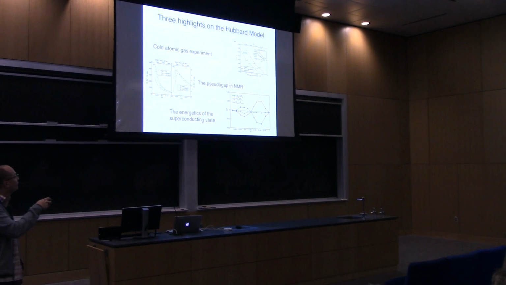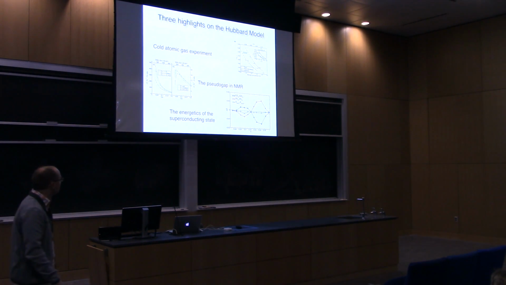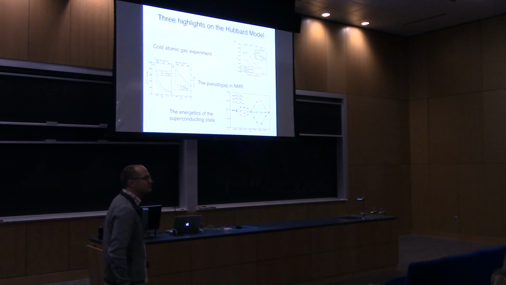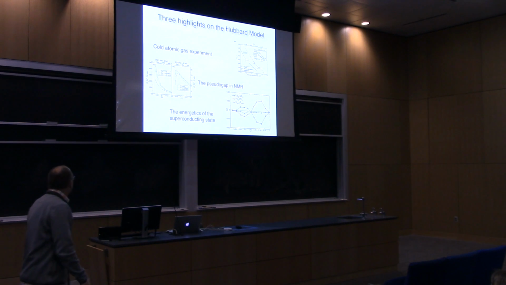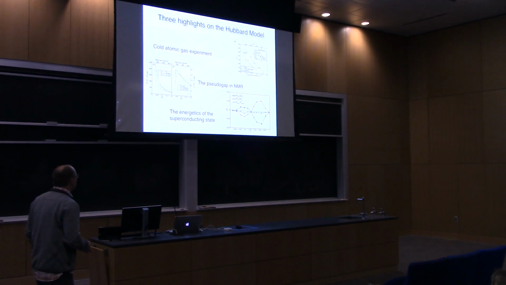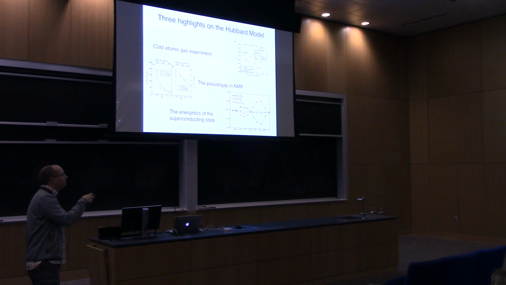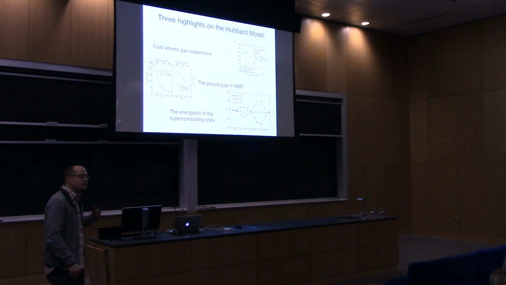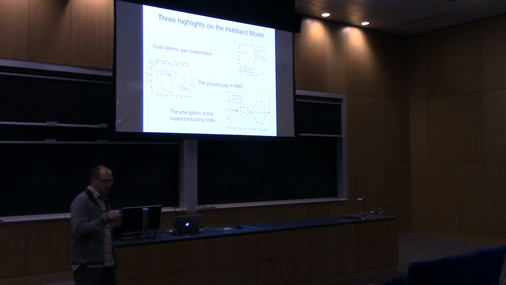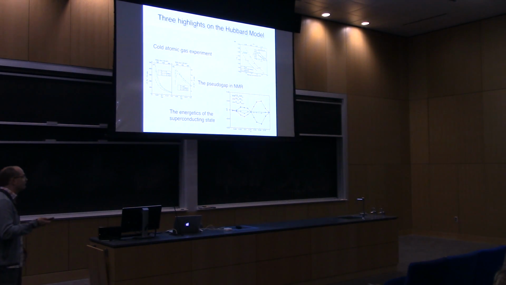I'll start with a direct feedback to experiment, namely cold atomic gas experiments. I will then go to the pseudogap as it is observed in NMR and show you some recent results of how we have computed an NMR signal. And then I'll say something about the feedback to theory, where we can test different types of theories and run them against calculations that are unbiased or differently biased.